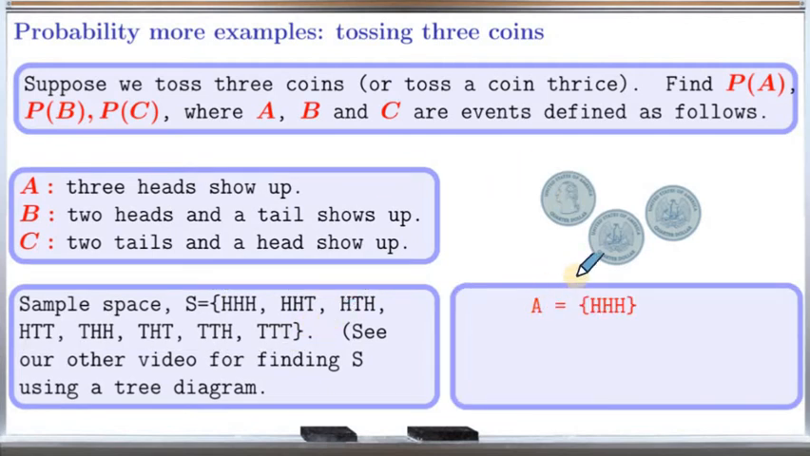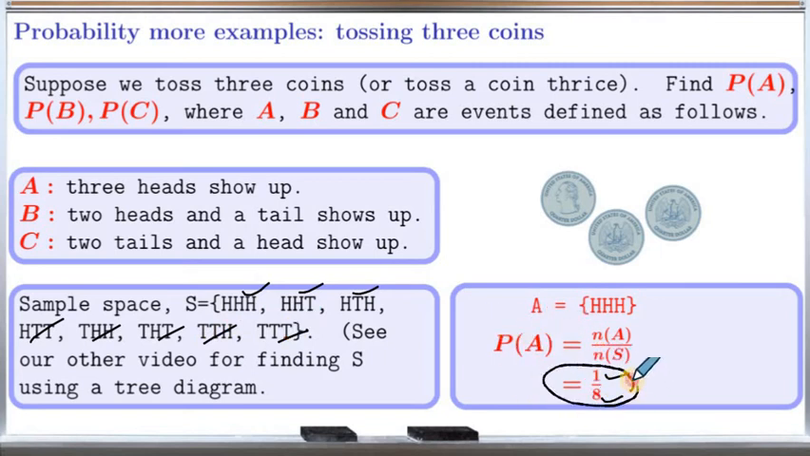So our event A is head, head, head because event A is possibility that 3 heads show up. So our formula for probability of A is size of A over size of sample space. So our size of A is 1 and our size of sample space is 8. So we get that 8 from here: 1, 2, 3, 4, 5, 6, 7, 8. So probability of getting A is 1 over 8.